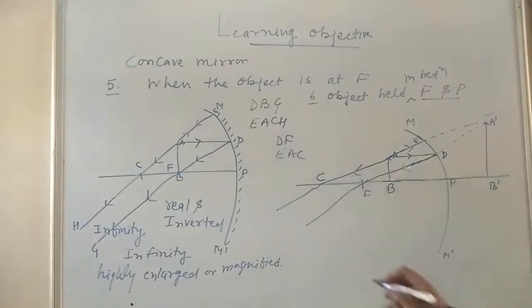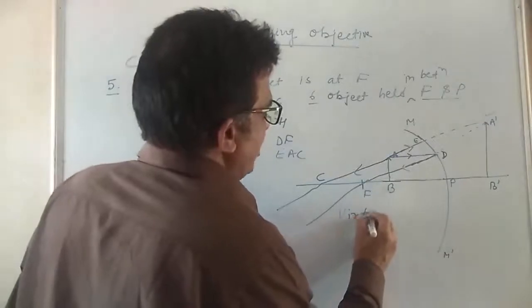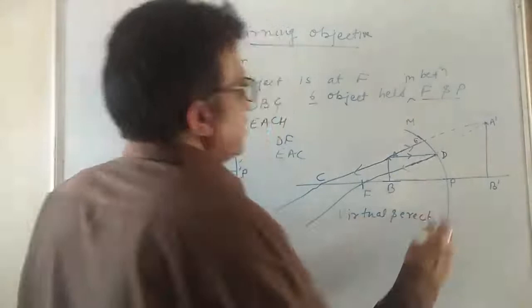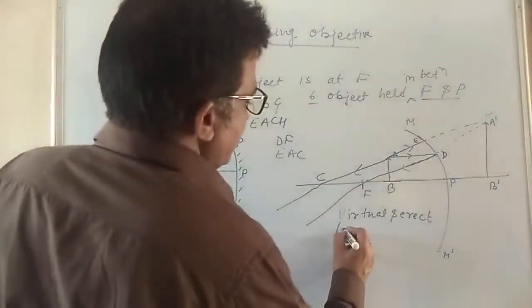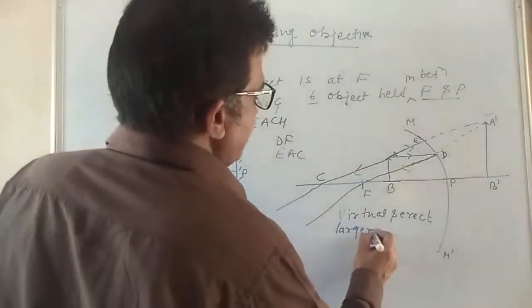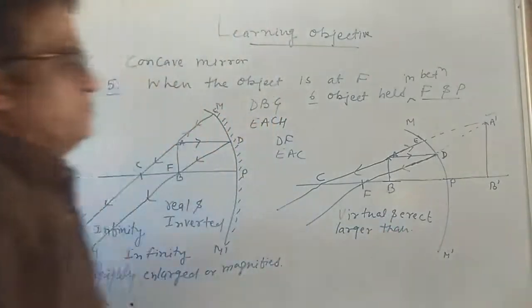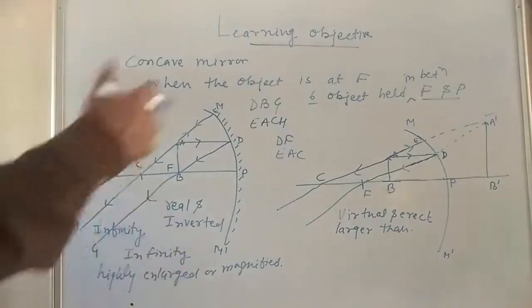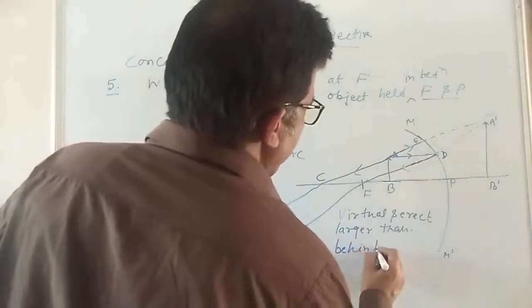So what is that? Virtual and erect. Behind the mirror, virtual and erect, larger than the size of the object. And third one, behind the mirror.